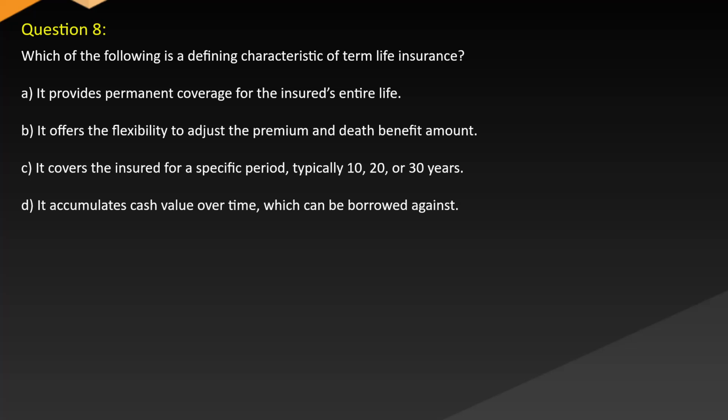Question 8. Which of the following is a defining characteristic of term life insurance? A. It provides permanent coverage for the insured's entire life. B. It offers the flexibility to adjust the premium and death benefit amount. C. It covers the insured for a specific period, typically 10, 20, or 30 years. D. It accumulates cash value over time, which can be borrowed against.